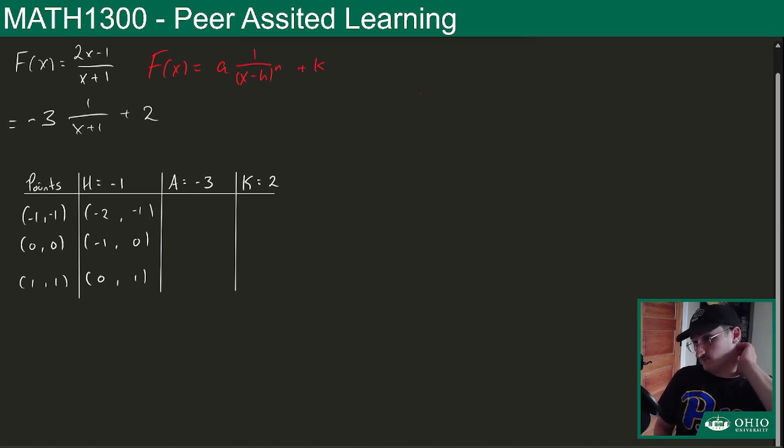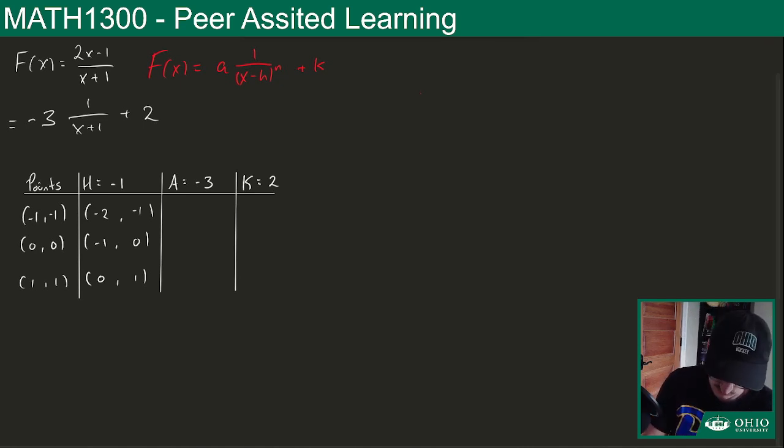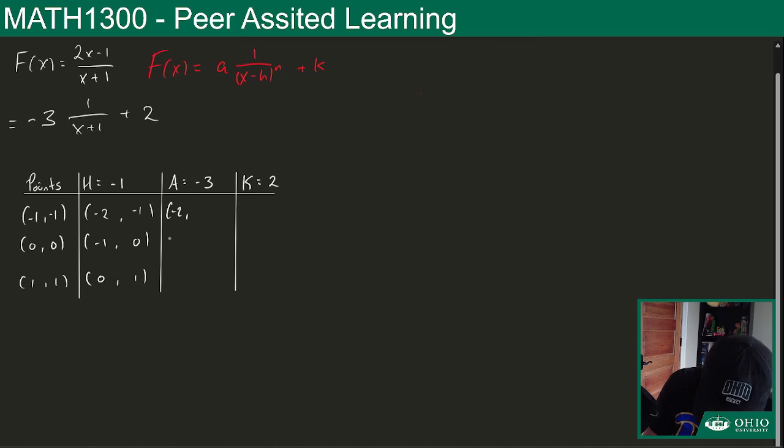Now I can take that value of a and multiply it by all my y values. So let me copy over the x values first. Okay, negative 1 times negative 3 is positive 3. 0 times negative 3 is 0. And 1 times negative 3 is negative 3.